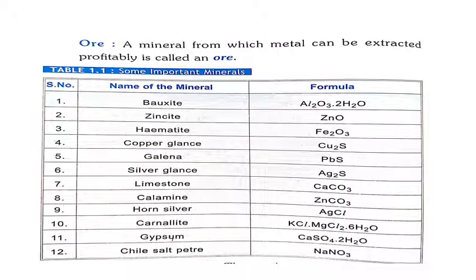Okay, next we discuss ore. A mineral from which metal can be extracted profitably is called ore. Generally, metals occur in different minerals. If we take iron, it is available in different minerals. Iron is extracted profitably from which mineral? That is called the ore of iron. A mineral from which metal can be extracted profitably is called an ore.